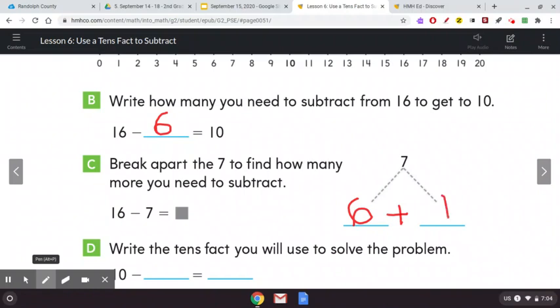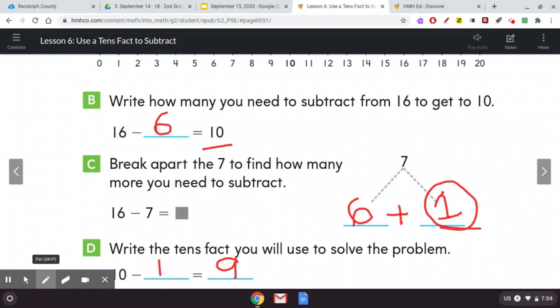Okay, if you said 1, you are correct. So 6 plus 1 is 7. Now, break apart the 7 to find how many more you need to subtract. All right, we did that. Now, write the tens fact you will use to solve the problem. Okay, so what did we have left? We made it to 10 after taking away 6. So 10 minus 1 is what? 9.